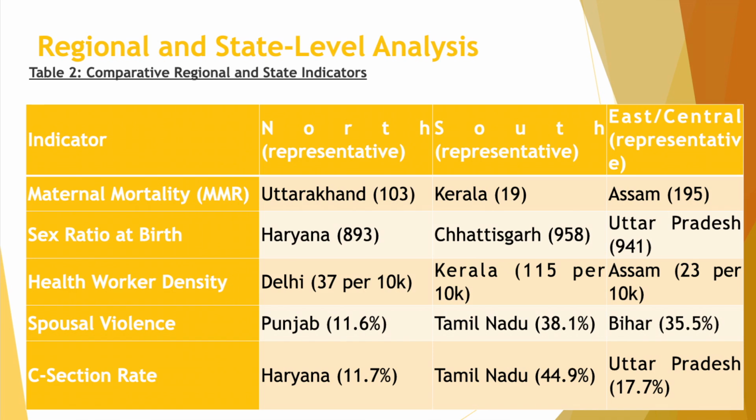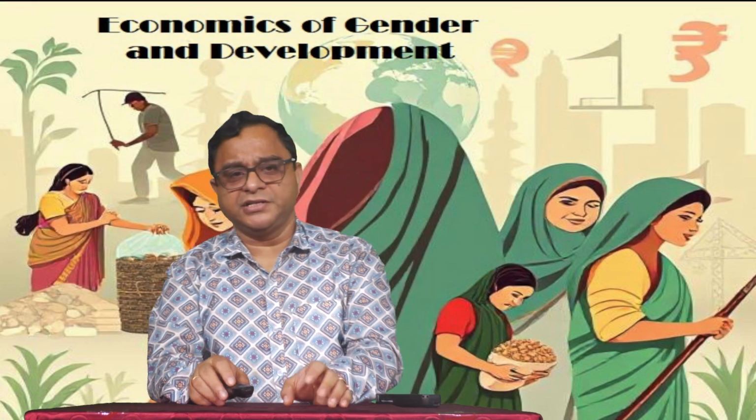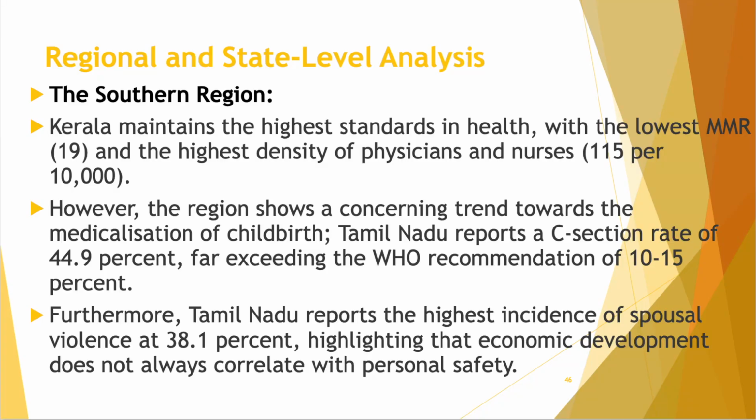And C-section delivery rate in Haryana is 11.7%. Tamil Nadu is very high with 44.9%, and in Uttar Pradesh it is very low with 17.7%. So when we make this regional or stratified analysis, we see that in the southern region, Kerala maintains the highest standard in health, with the lowest MMR of 19 and the highest density of physicians and nurses, 115 per 10,000 population.